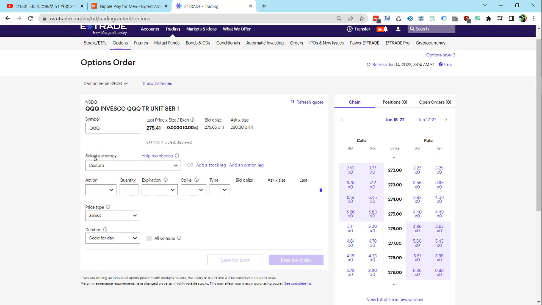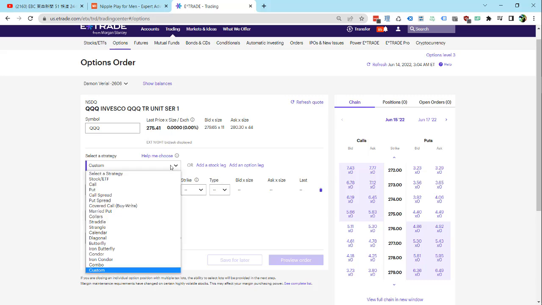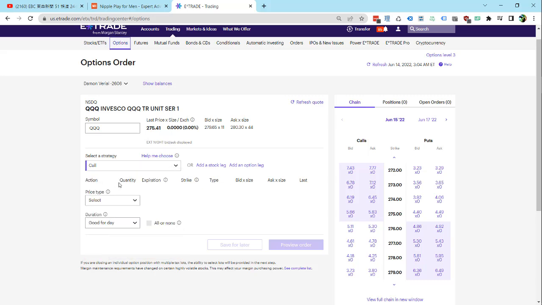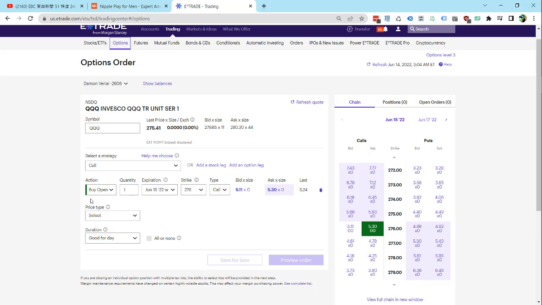Now down here at select a strategy, we are buying a call option, so we are going to select call. Action is a buy open. We can leave that as is. Quantity is how many contracts you want to buy. In general, one contract is equivalent to having 100 shares in terms of power. So if a stock moves up $1 and you have a quantity of 1 in that call option, you're going to make about $100 for each $1 movement upward. Anyway, select your quantity. We'll just say 1 for now.